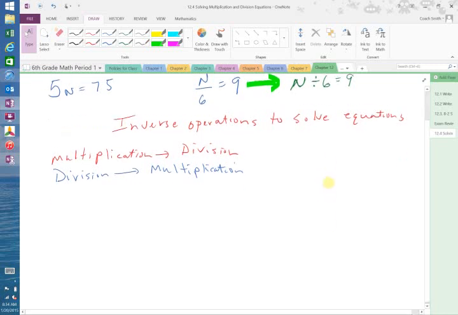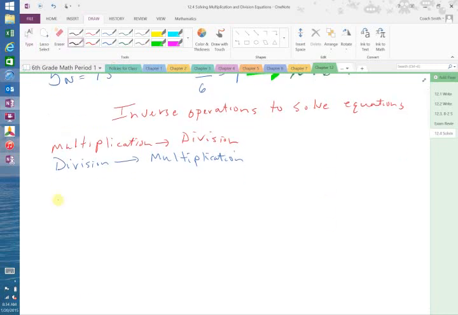Okay, so if we look at 5n equals 75, we have said that that's multiplication. In other words, they want to know 5 times some number equals 75. Okay, we don't know what that number is. Okay, that's what we have to solve for. So we have to solve for what is that n? What can I multiply by 5 to get 75? Okay, the way we're going to do that is this way.